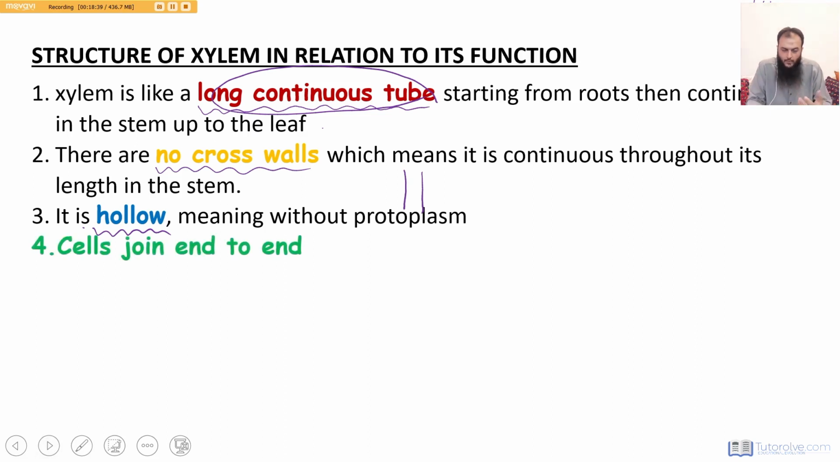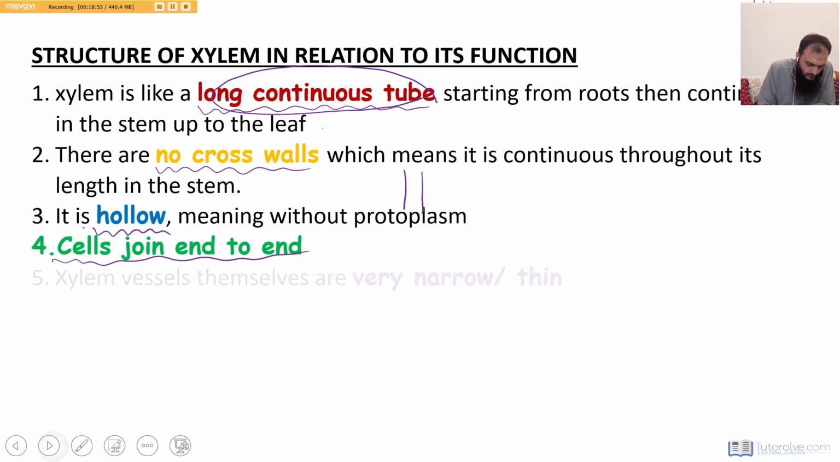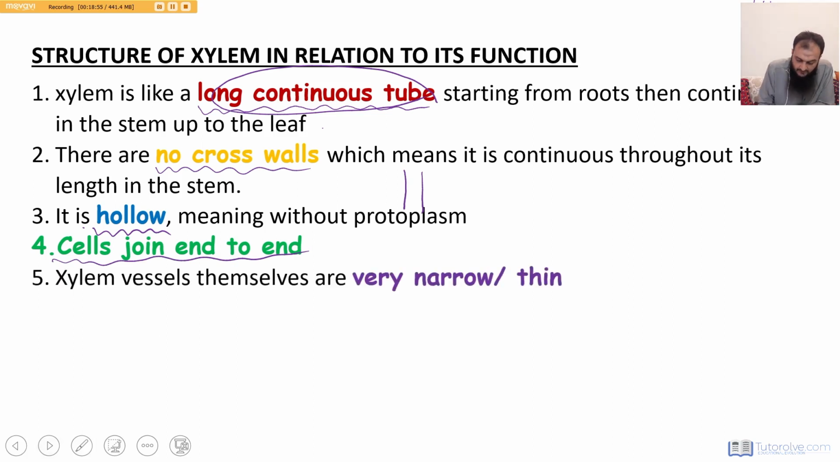Again, when we're seeing a xylem vessel, we literally don't see the cells being joined end to end, but that's how it went through the process of specialization. Okay, so cells are joined end to end. Next point, xylem vessels themselves are very narrow and thin. Okay, now you have to remember this.